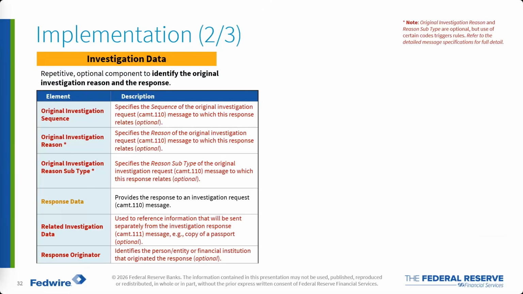The response originator, very similar to our request originator, may be used on an optional basis to identify the person or entity that provided the answer to the information request. If this is just the Fedwire Funds Service participant that received the request and is now sending the response, then obviously you do not need to provide that information. But if someone else has provided the information, the response, you may identify that person, entity, or financial institution in this element called response originator.